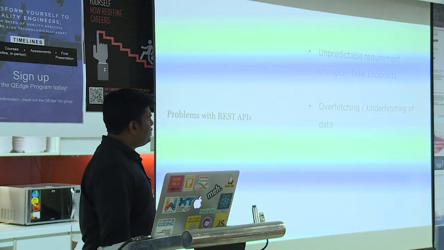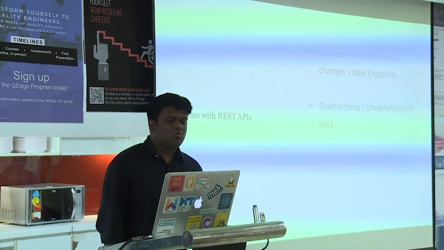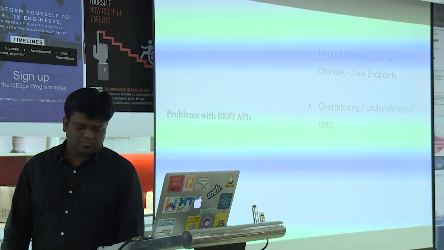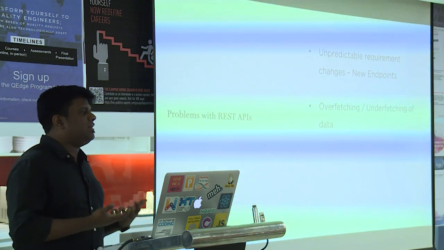Second is overfetching and underfetching of data. So overfetching is, suppose you need name and email of a person.